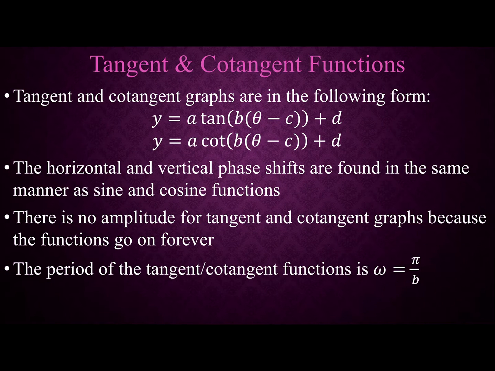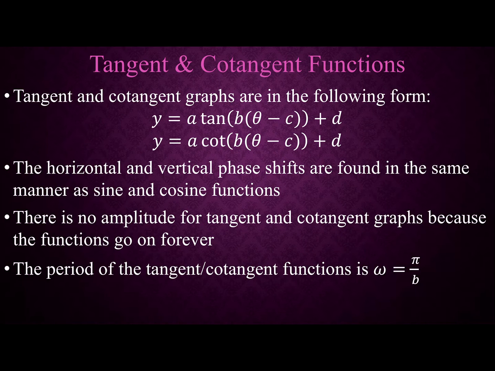So the basic form, again, you should recognize: you have the a in front of the tangent or cotangent, b factoring away of theta minus c plus d. So again, the horizontal and vertical phase shifts, it's the exact same process as before. Everything is still the same for the whole shifting idea. There is also no amplitude for these, like for cosecant and secant, because it's going on forever in both positive and negative directions at the vertical asymptotes. Therefore, we don't have to worry about an amplitude.